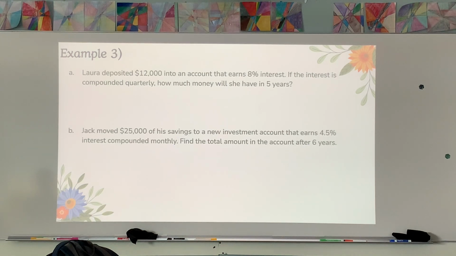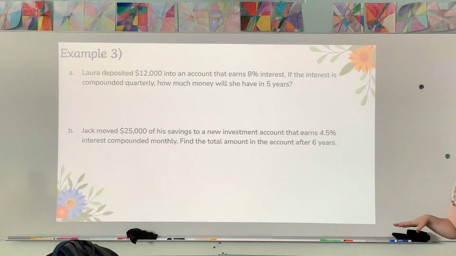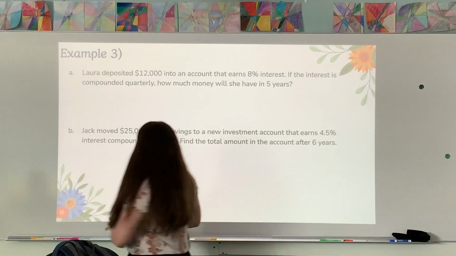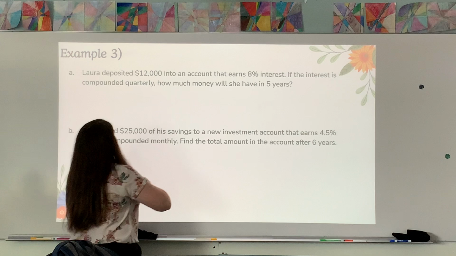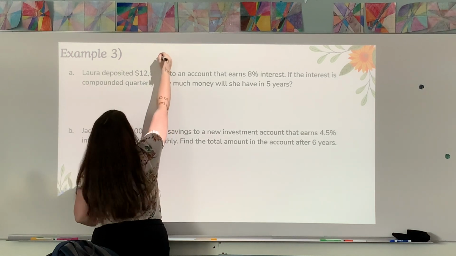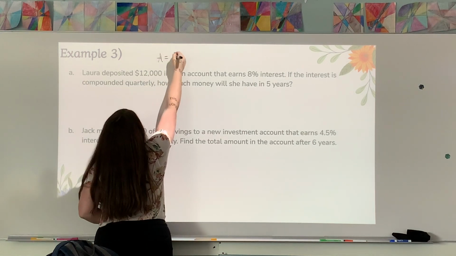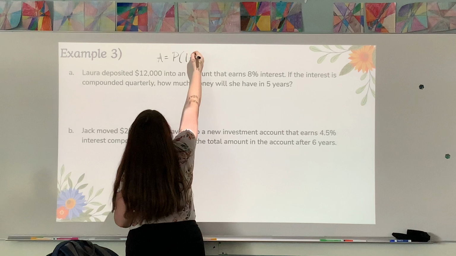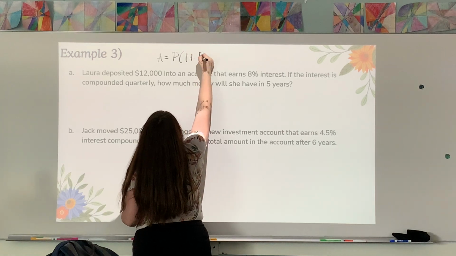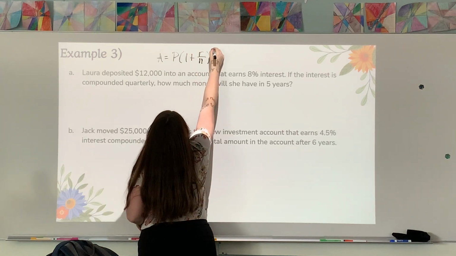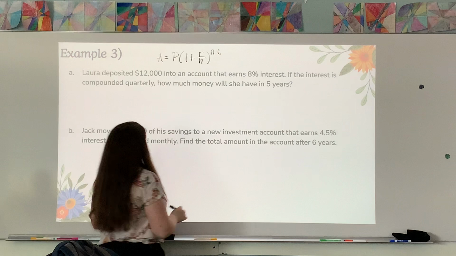So in example 3, we have 2 parts here. Part A, Laura deposited $12,000 into an account that earns 8% interest. If the interest is compounded quarterly, how much money will she have in 5 years? Okay, so first I'm going to rewrite that general basic formula up here. So I have A is equal to P times 1 plus R over N to the power of N times T.